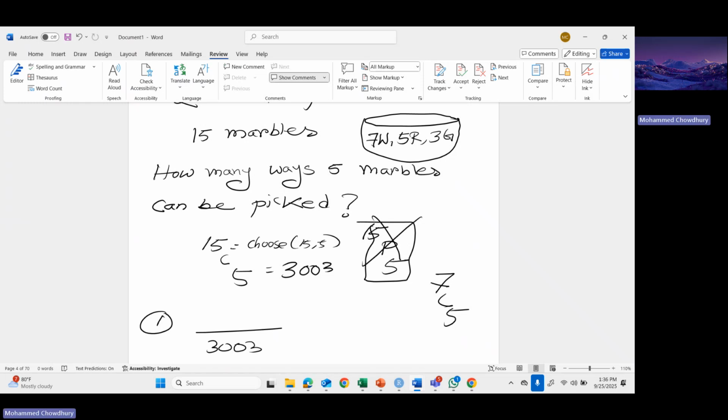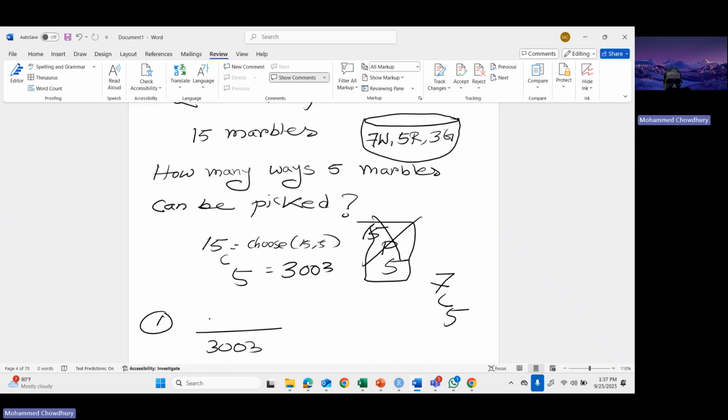Because the question is asking you, okay, listen, you are randomly choosing five marbles. So which is 15 choose 5, you got 3003. Which will be in the denominator? You are asked to find the probability. So the denominator will have all combinations, but in the numerator, you are targeting that all of them are white. So 7 choose 5. You understand, right?